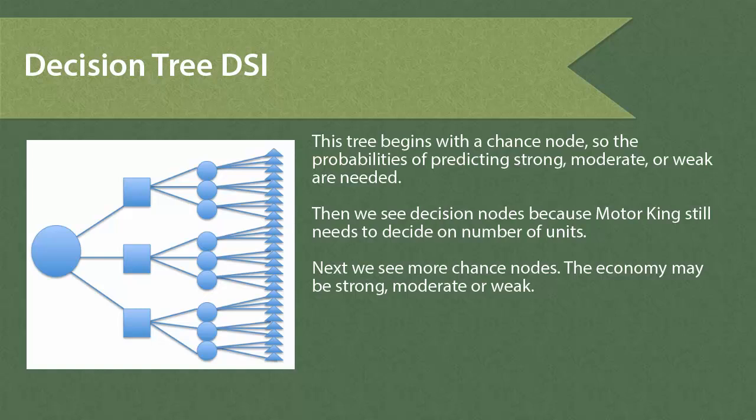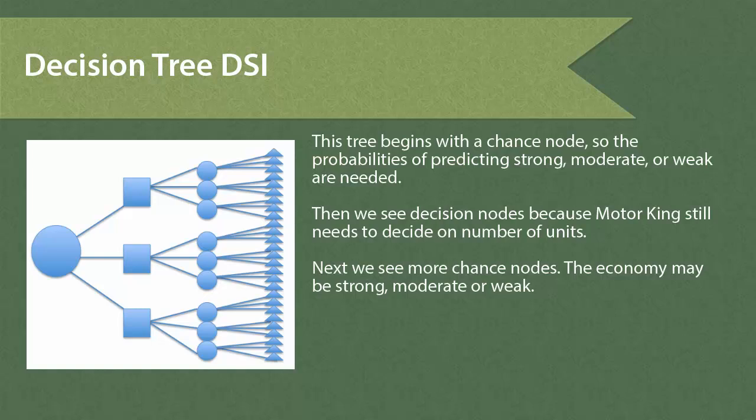We're also given in the Motor King case instructions a description of some sample data. And from that description of sample data, we can determine some probabilities that we need to create a decision tree reflective of the DSI information. The basic structure of that tree is shown.